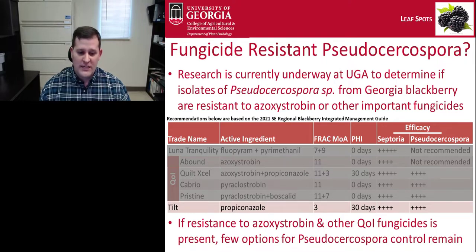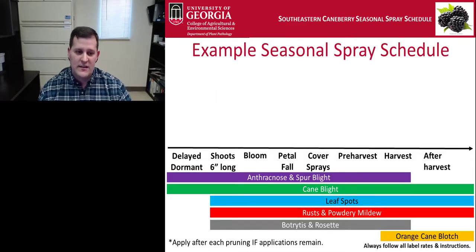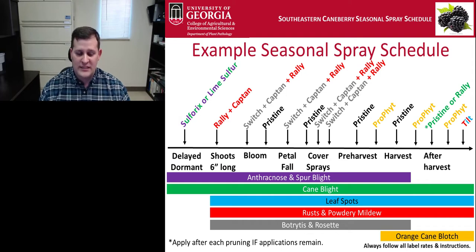Now I'd like to close by talking about the seasonal spray schedule. So managing diseases of blackberry involves looking at the entire season. So here in the middle, I have the different developmental steps listed from delayed dormant through after harvest. And below that line, I have the key diseases of blackberries and when they occur during the season. And if we are trying to control all of those diseases, it will involve spray applications throughout the season. And so I've color-coded those as well.